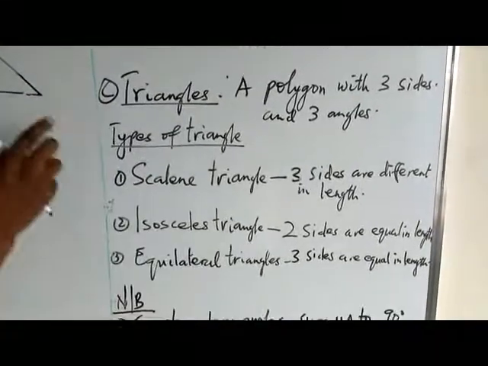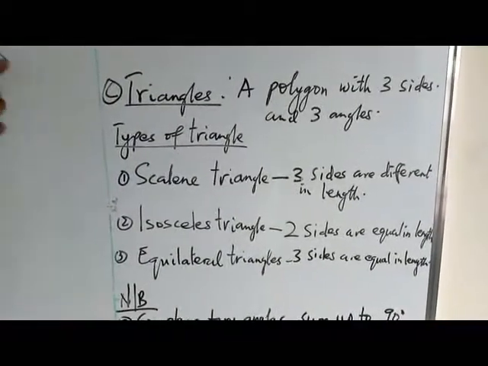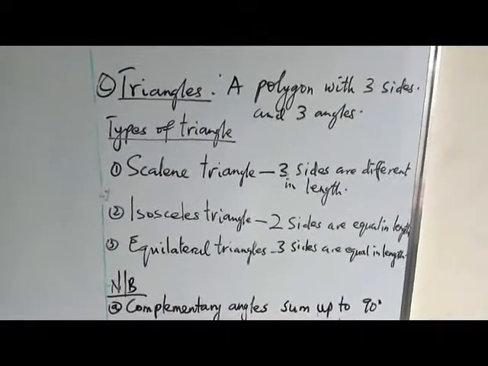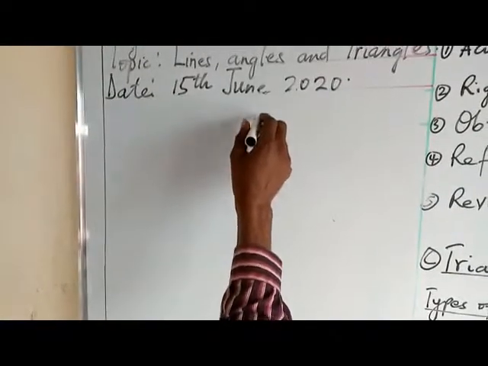Then the next type of triangle we want to look at is the one we call isosceles. Isosceles triangle. In an isosceles triangle, 2 sides are always the same, but one side is different. For example, I want to draw an isosceles triangle.